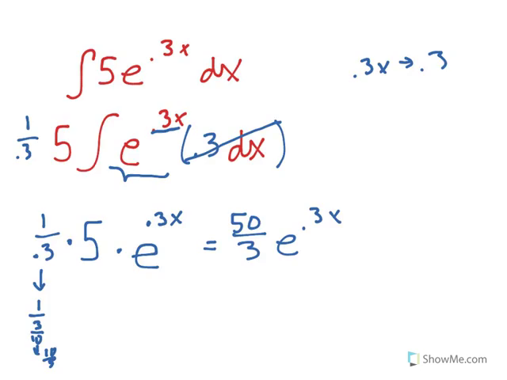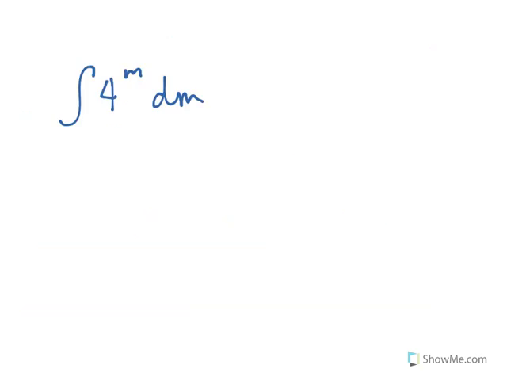Number 11. No one likes this one. The integral of 4 to the m dm. I have no inside function, so I'm just dealing with 4 to the m, and the integral of n to the x is n to the... Hey, did I put a plus c on there? Oh, Quinn, you're right. Plus c. The integral of 4 to the m is 1 over ln of 4, times 4 to the m, plus c.